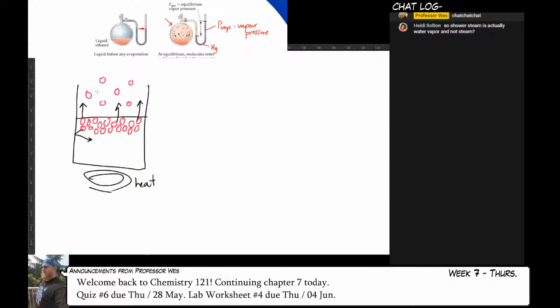If the molecules escape more easily, then there are more of them up here, and the pressure that they exert increases as their temperature increases. So vapor pressure is linked directly to temperature. Again, increasing the temperature makes my molecules move faster, they can escape more easily, there will be more populating the vapor phase, and thus the vapor pressure increases.